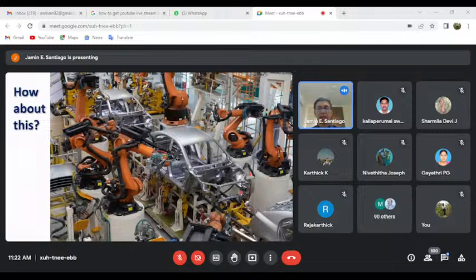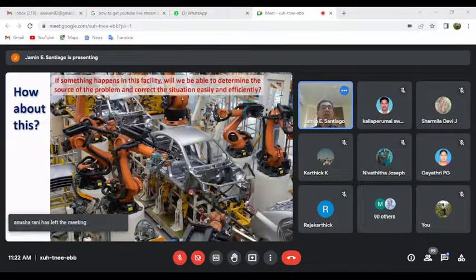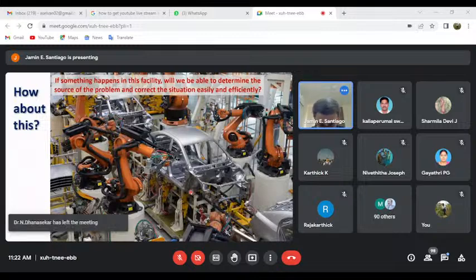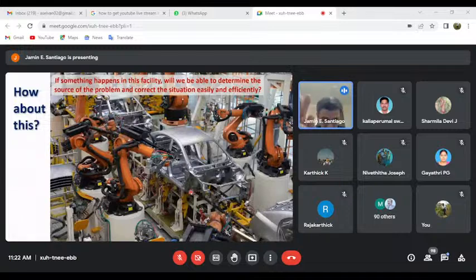Now, to guide us, I have placed here one question. If something happens in this facility, will we be able to determine the source of the problem and correct the situation easily and efficiently? There is a problem. The production of cars is stopped. Why? Where is the problem? In the robot? In the conveyor belt? In the assisting systems? In the welder? In the riveter? In those robots that do specialized jobs? Where? Where is the problem?